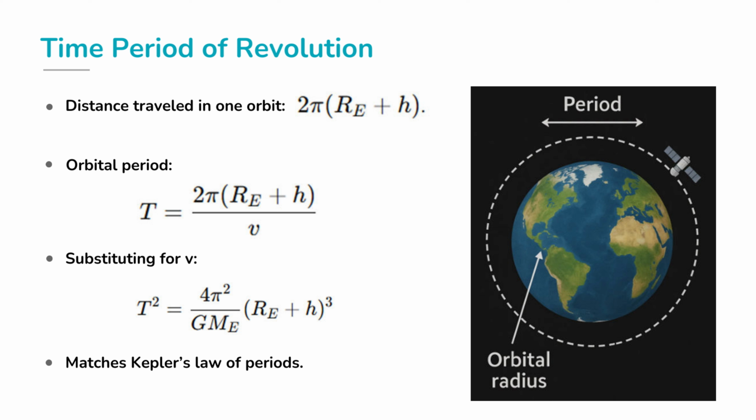The square of the time period is proportional to the cube of the orbital radius. The same law that governs planets around the Sun applies to satellites around Earth too.